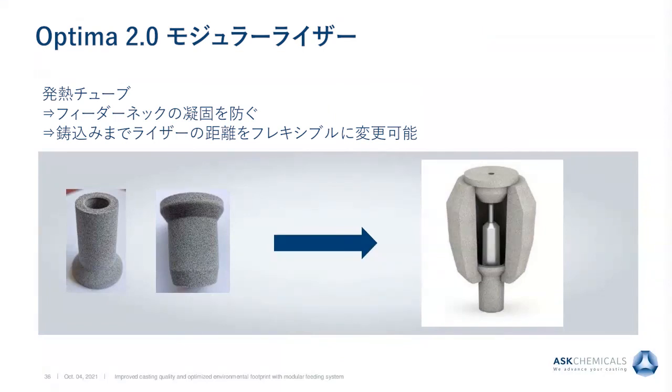Another point is that we have also developed exothermic tubes instead of metal tubes. This prevents the freezing of the riser neck a little bit better, and we have more flexibility for the distance from riser to casting to have a really good working riser.